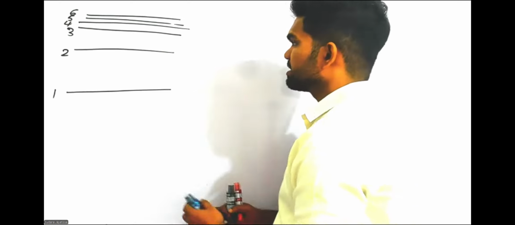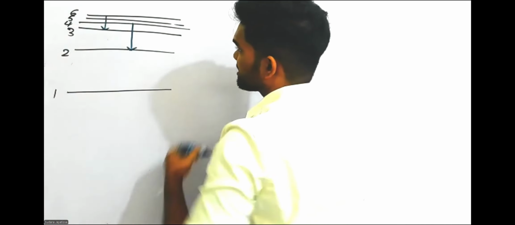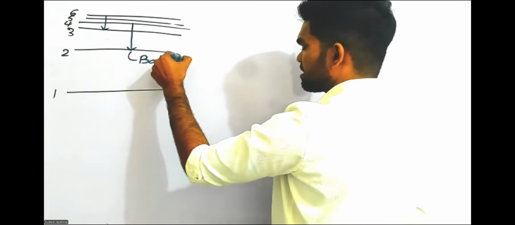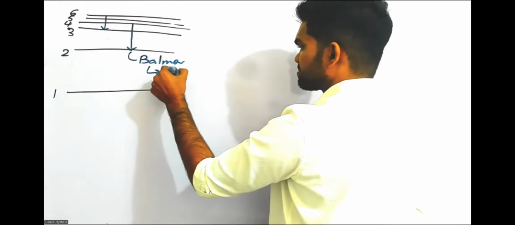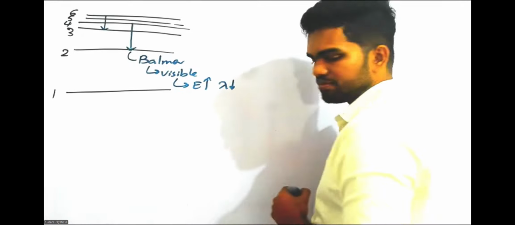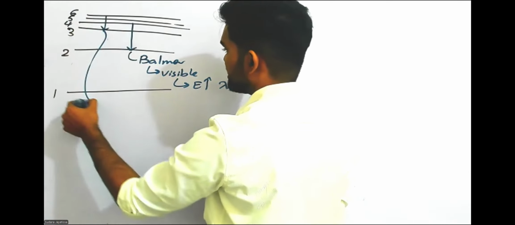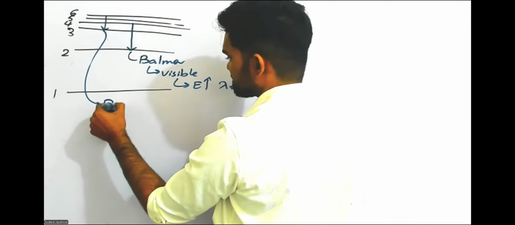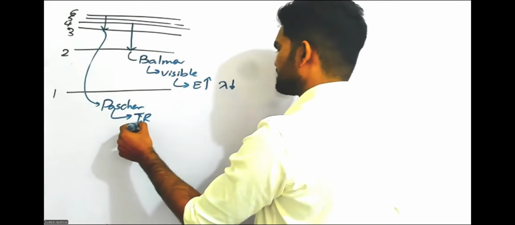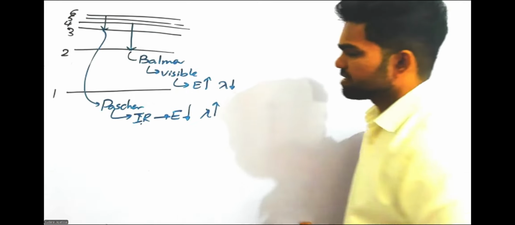Look at this one. 6 to 3 is a transition like this, and 4 to 2 is a transition like this. You can see here the second energy level: this is a Balmer series line. The Balmer series is in the visible region, which means energy is higher and wavelength is lower. And in this one, falling to the third energy level is in the Paschen series, in the infrared region. Energy is lower, wavelength is higher.